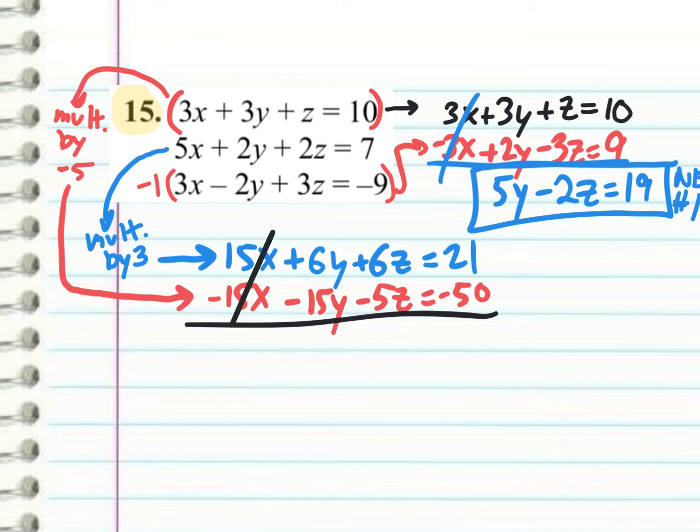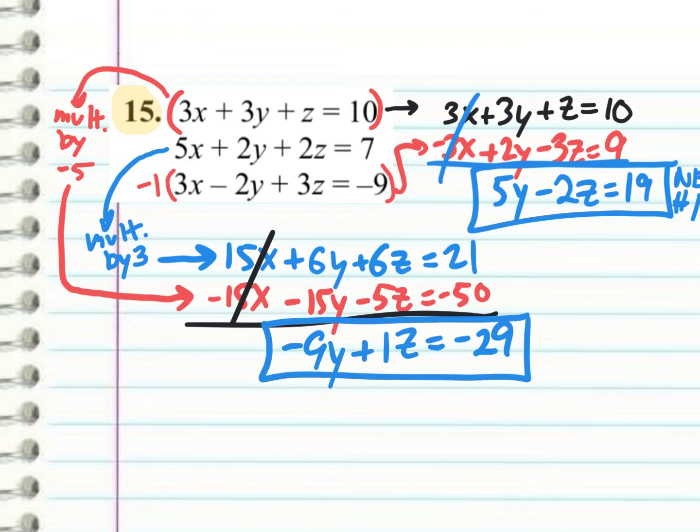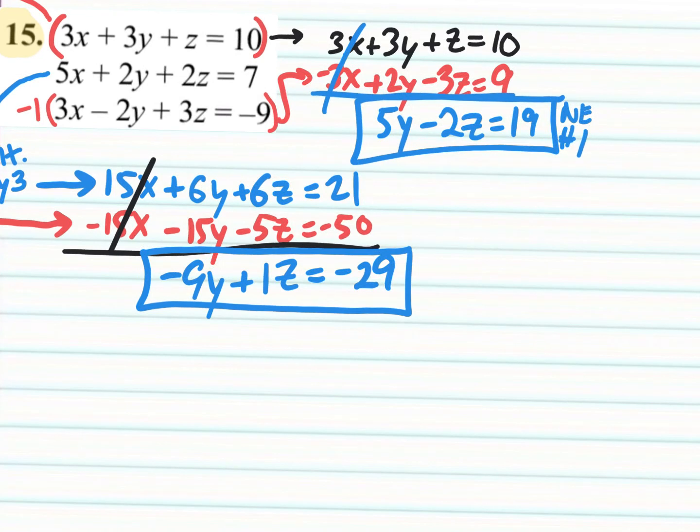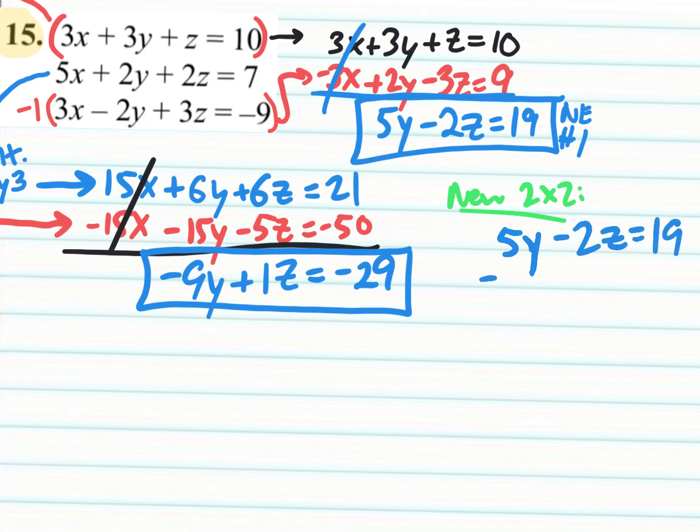So we end up with negative 9y, a positive 1z, you don't even need to put the 1, equals negative 29. Okay. So let's create our new 2 by 2 system. It's going to be right here. I'm simply going to put them together. 5y minus 2z equals 19. Negative 9y plus 1z equals negative 29.